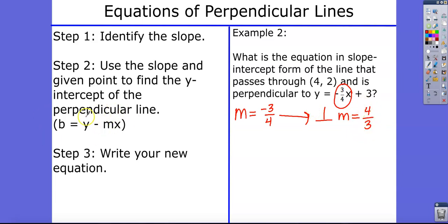Then I use my shortcut to solve for the y-intercept. So b equals y minus mx. B equals the y value. I look at the point that they gave me. So 2 minus parentheses 4/3 because that's the new slope, parentheses the x value from the point, 4. Again, type this into Desmos exactly the way we wrote it.